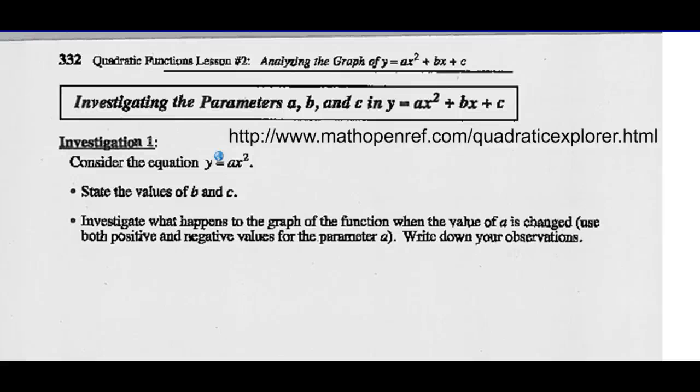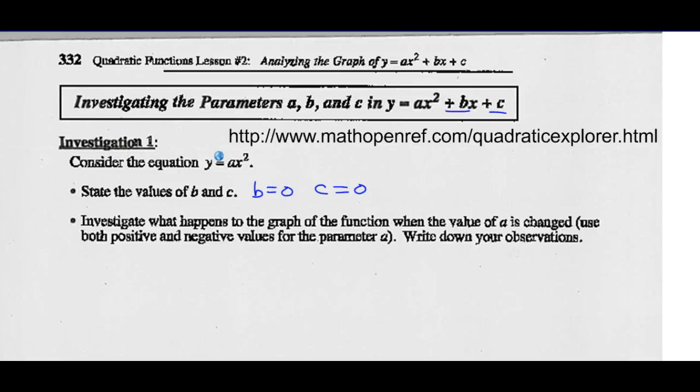Next page. Let's investigate the parameters of a, b, and c in y equals ax squared plus bx plus c. Consider the equation y equals ax squared. State the values of b and c. Well, if y equals ax squared, there are no b and c values, right? b and c are gone. So if they're gone, that means b must equal 0 and c must equal 0. All right.